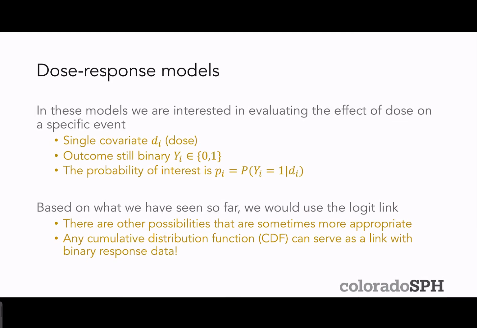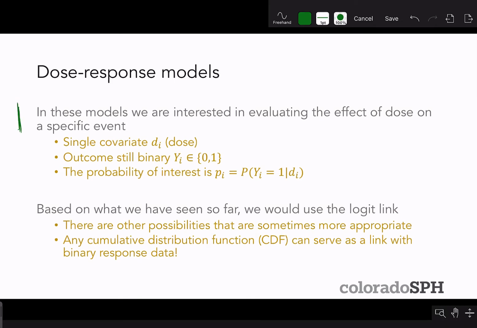So before logistic regression was popular, what motivated these types of models is this dose response problem. In these models, we are interested in evaluating the effect of dose on a specific event. So in these models, there's usually a single covariate, which is dose, which we can call di. The outcome is still binary. Yi is 0 or 1, and the probability that we're interested in is then the probability that yi equals 1 given di. And I'm going to just call this pi throughout this lecture today.